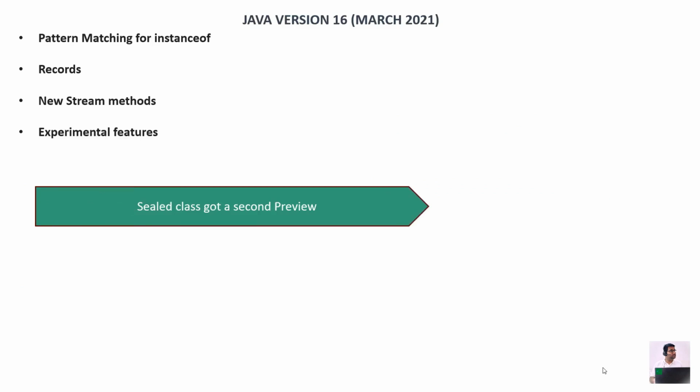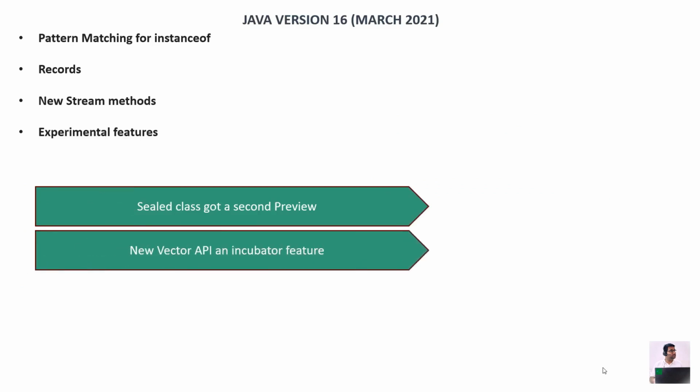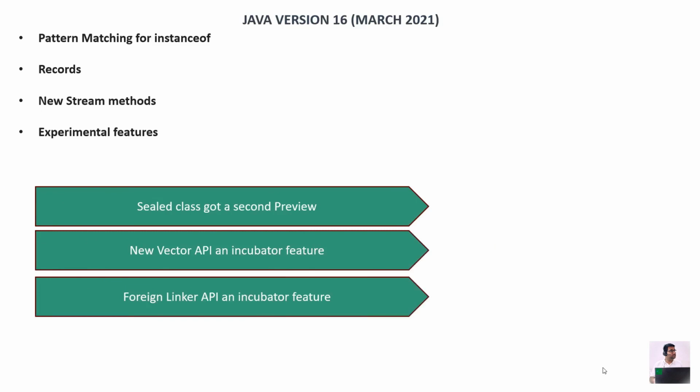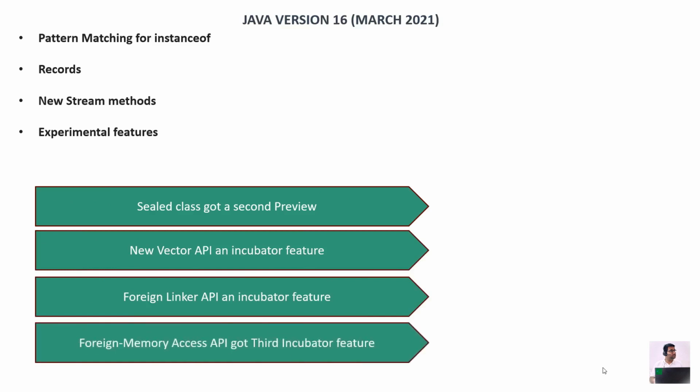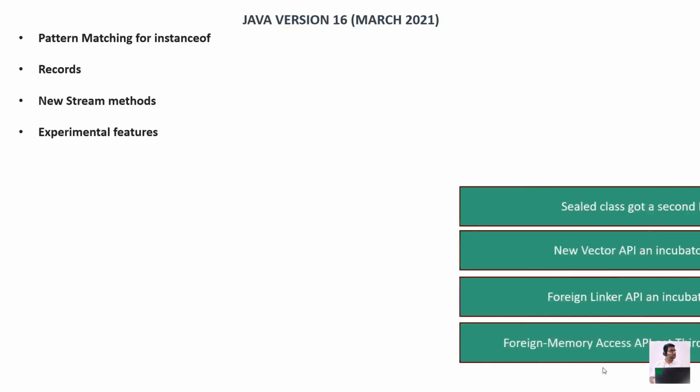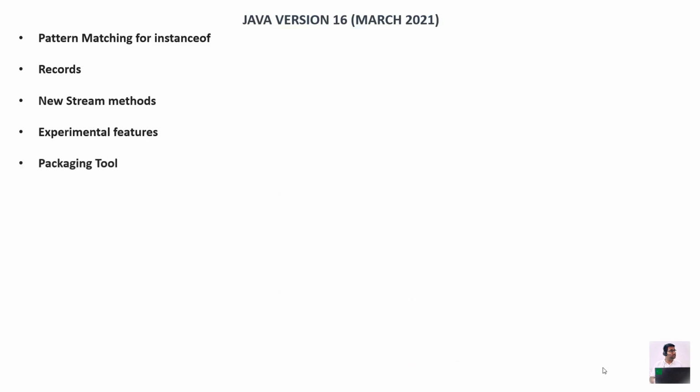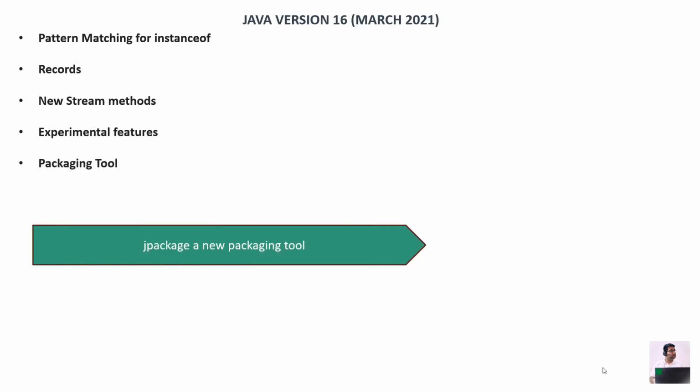A new Vector API as an incubator feature is added for mathematical usage for vector calculus. Next, the foreign linker API has been added as an incubator feature, and the foreign memory access API got its third incubator in Java 16. In Java 16, we got a packaging tool. It is jpackage, a new packaging tool and a replacement of the Java packager which was used earlier.